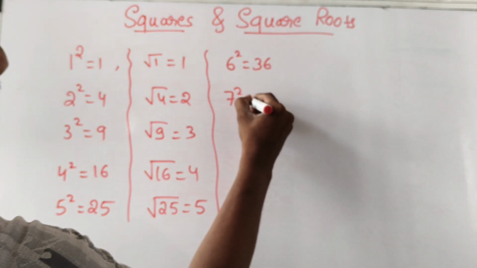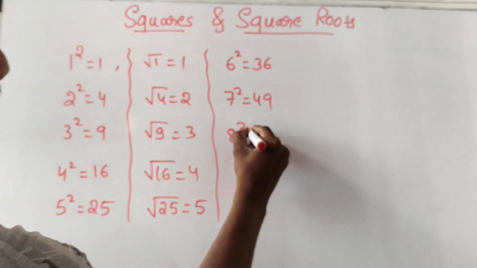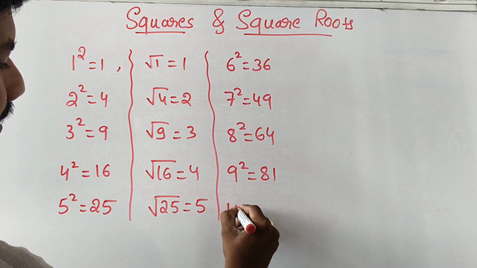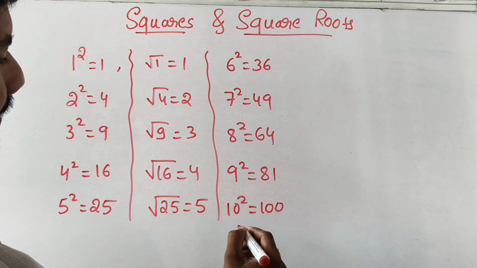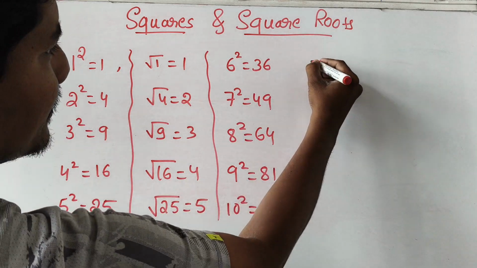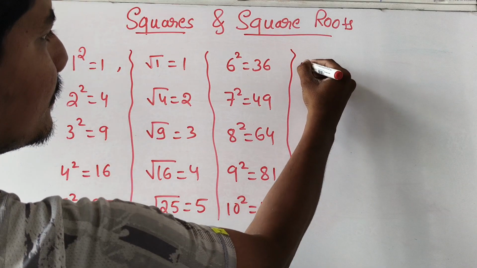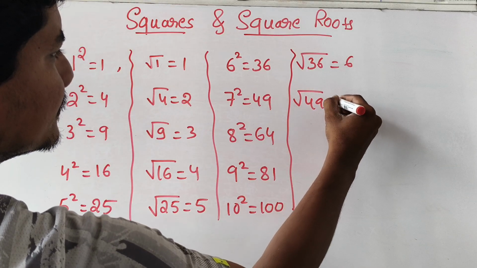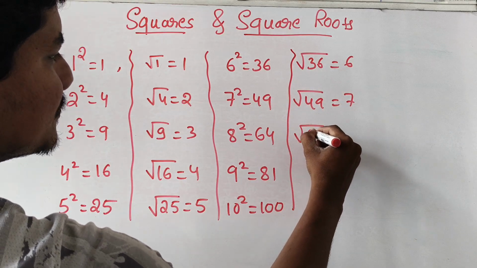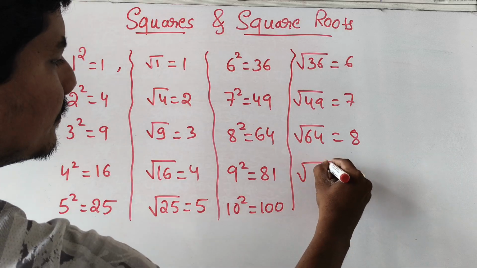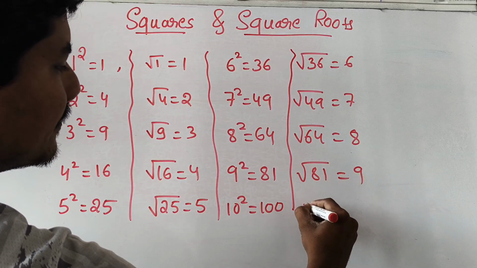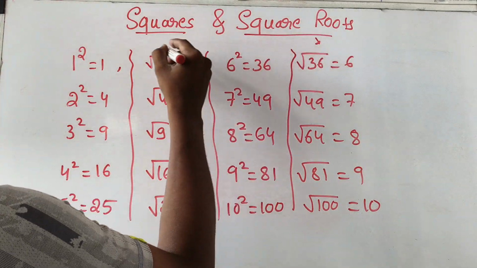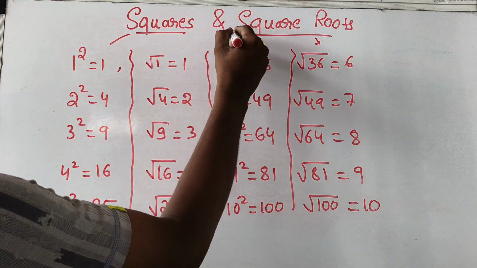6 square 36, 7 square 49, 8 square 64, 9 square 81, 10 square 100. Similarly, I'll write the square roots. Root 36 is equal to 6, root 49 is equal to 7, root 64 is equal to 8, root 81 is equal to 9, and root 100 is 10. See, these are the squares and square roots from 1 to 10.